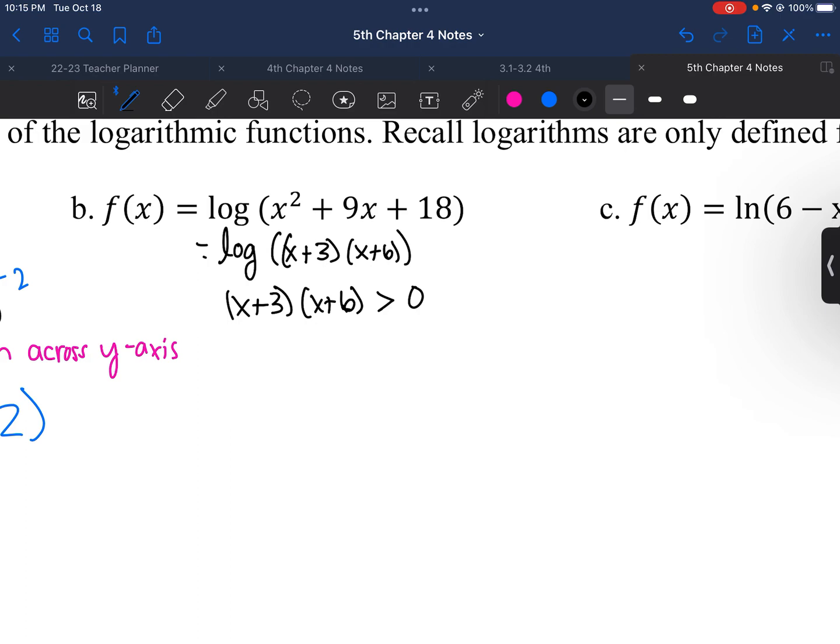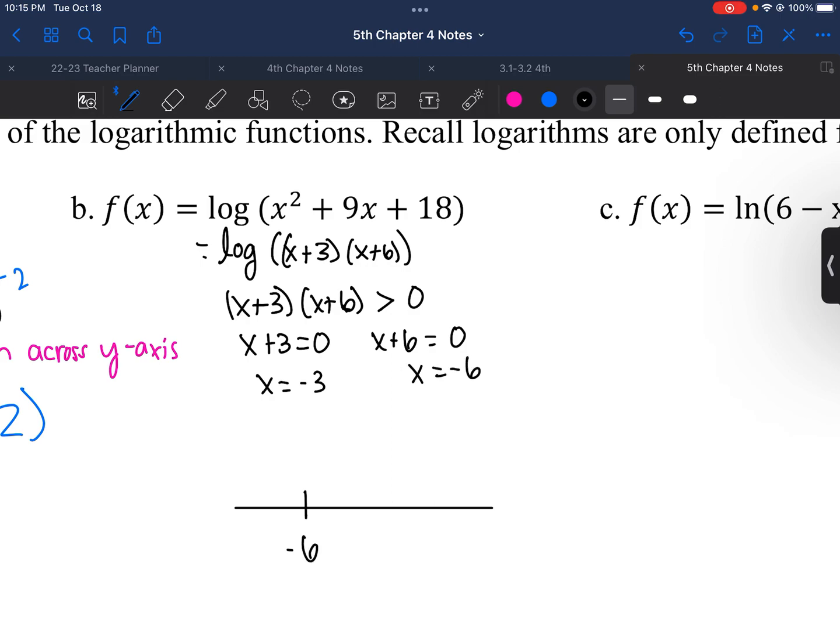Well, how we solve inequalities is with number lines and checking our values, right? So we would have to do x plus 3 equals 0 to get this critical point, x plus 6 equal to 0 to get that critical point. So our critical points are at negative 3 and negative 6. So I'm going to put negative 6 here, negative 3 here.